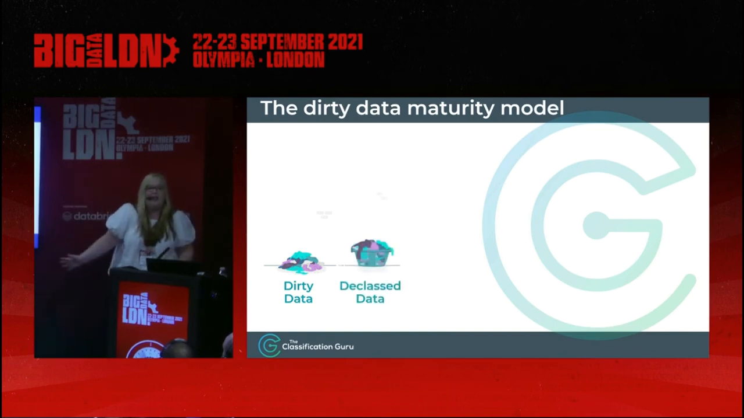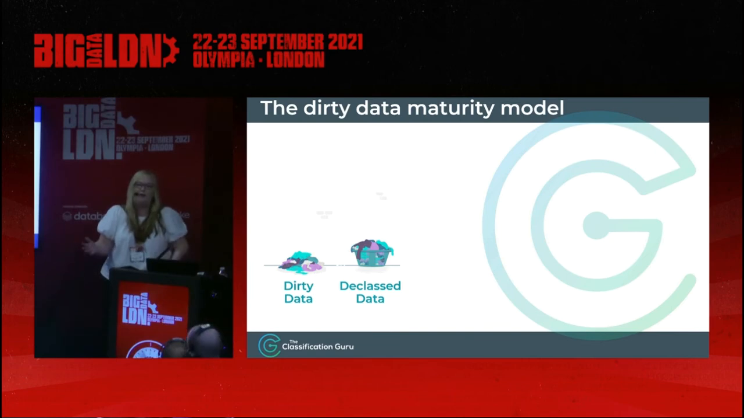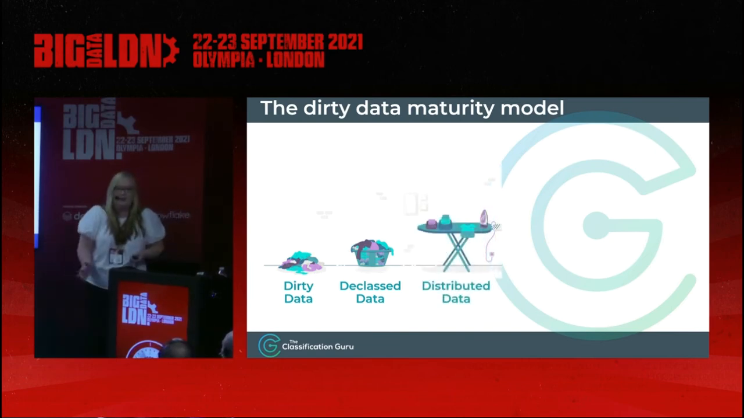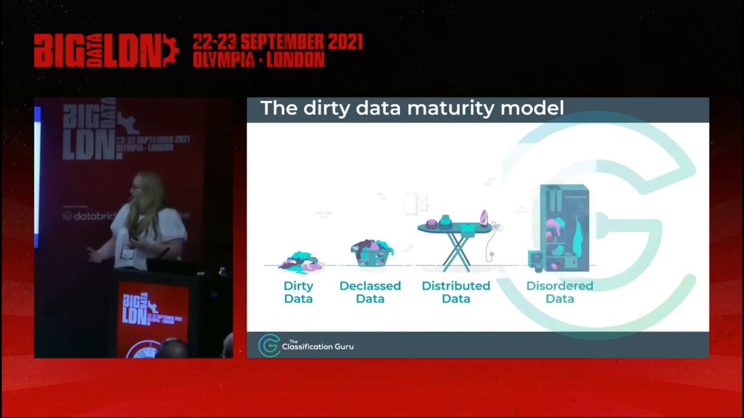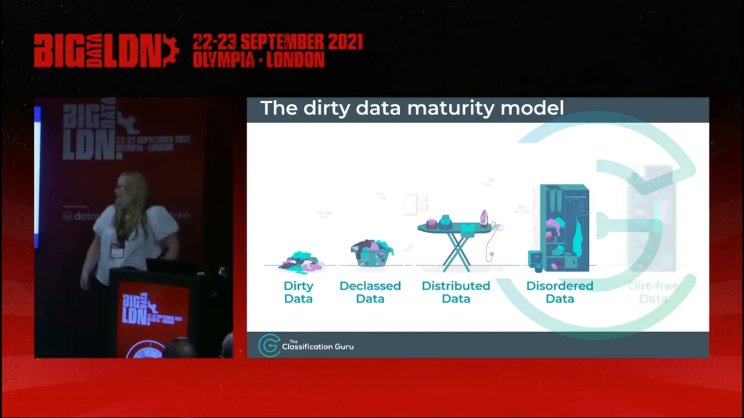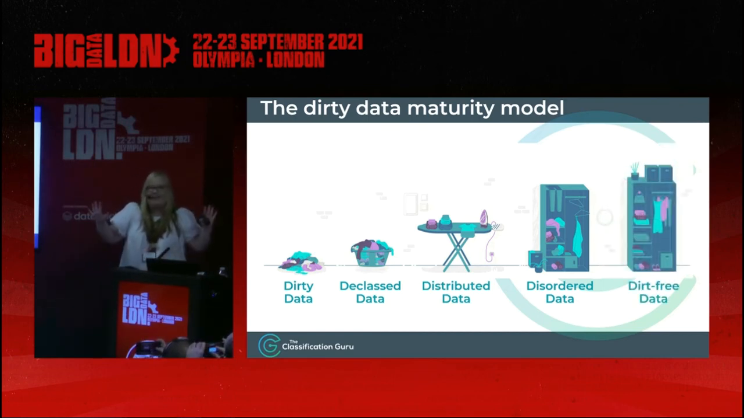Then you've got your D-class data. So maybe you're still using Excel, but maybe doing a little bit of infrequent work. Then we've got our distributed data. So, you know, things are starting to work out. Maybe you've got some coding involved, maybe you've got some analysts. Until you get to disordered data, where you are almost there. You know, you have processes in place. You might even be merging several source files together. You are almost there. Until you reach the pinnacle of dirt-free data.